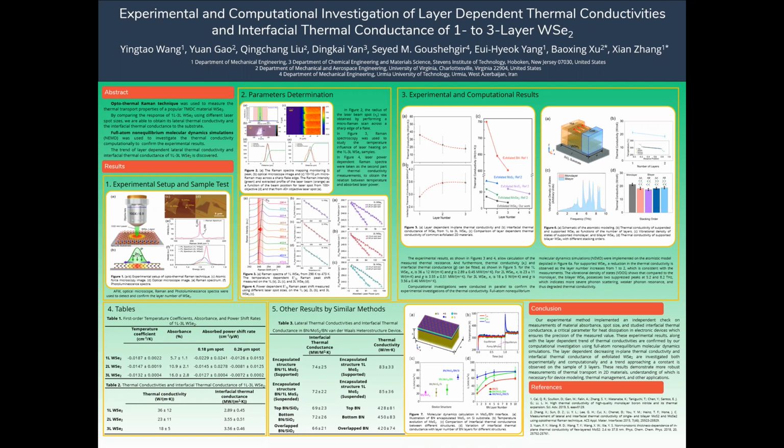First, we measure the laser spot size by moving the laser across a sharp edge and fitting the Raman intensity curve with an error function. Here we obtain the laser spot sizes of the laser coming out of the two objectives. The thickness of 2D materials can be determined by atomic force microscope and Raman spectroscopy.